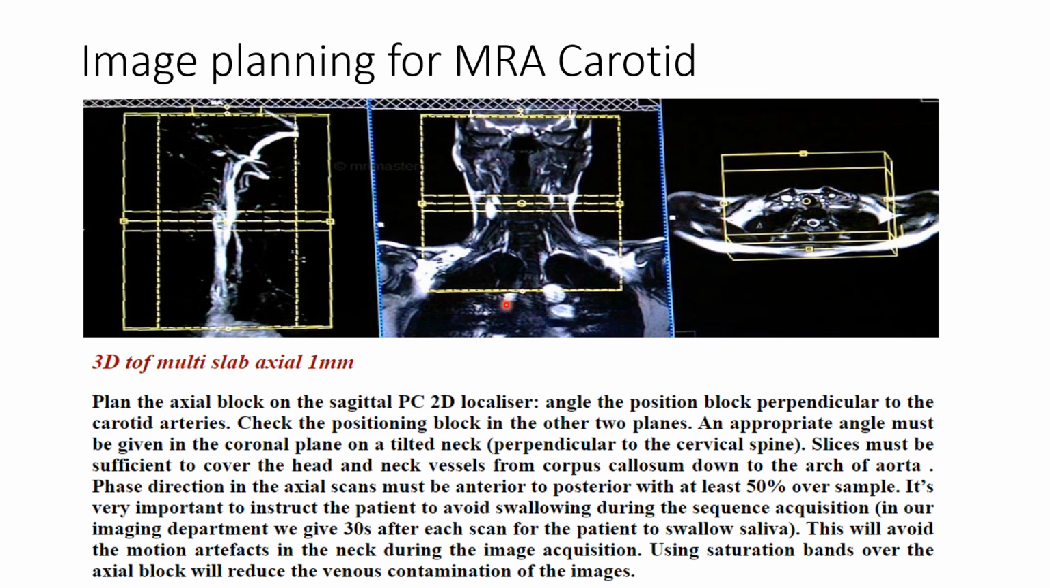Phase direction in axial scans must be anterior to posterior with at least 50% oversampling. It's very important to instruct the patient to avoid swallowing during the sequence acquisition. In our imaging department, we give 30 seconds after each scan for the patient to swallow saliva. This will avoid motion artifacts in the neck during the image acquisition. Using a saturation band over the axial block will reduce the venous contamination of the images.